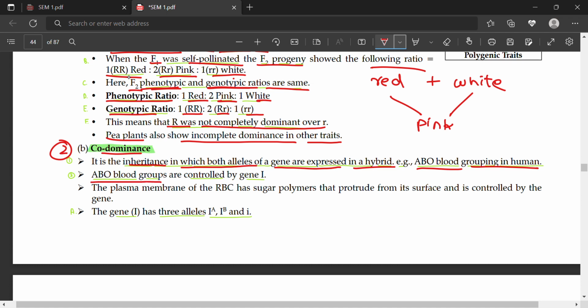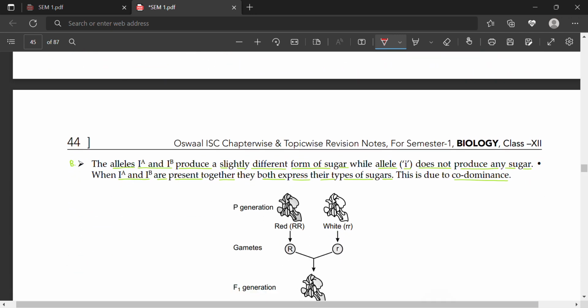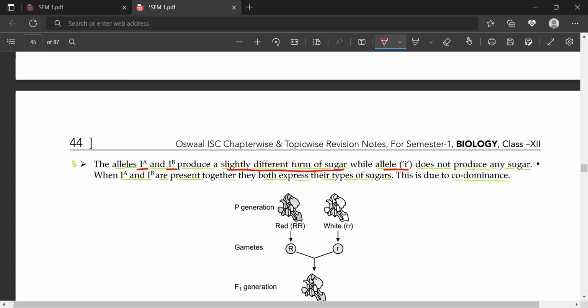Now ABO blood groups are controlled by a gene known as gene I, and the plasma membrane of the RBC has sugar polymers that protrude from its surface, controlled by this gene I. Gene I has 3 alleles, which are IA, IB and small i. The alleles IA and IB produce a slightly different form of sugar, while the allele small i does not produce any sugar.